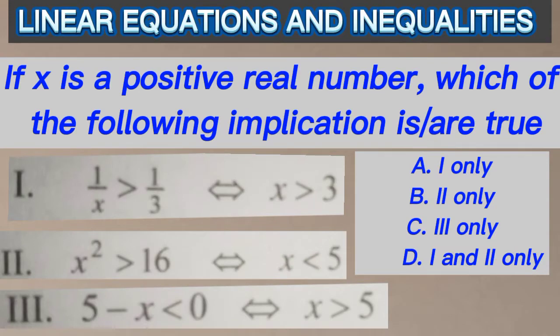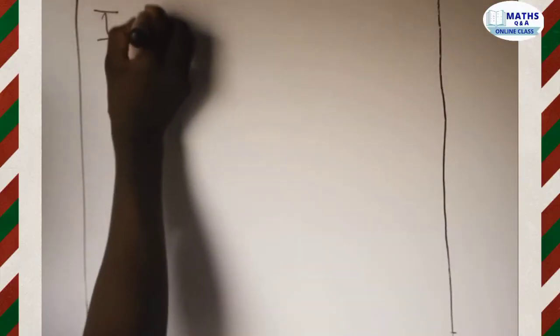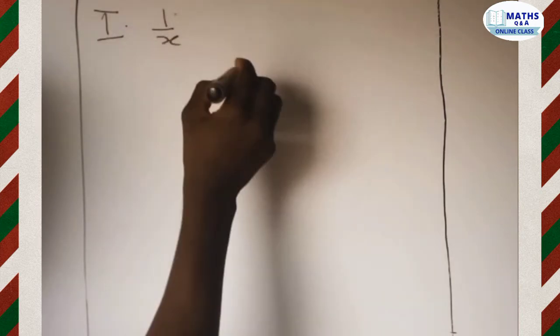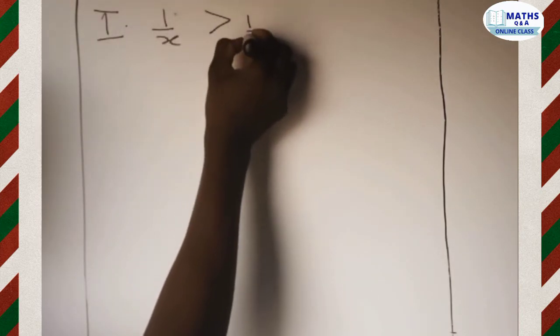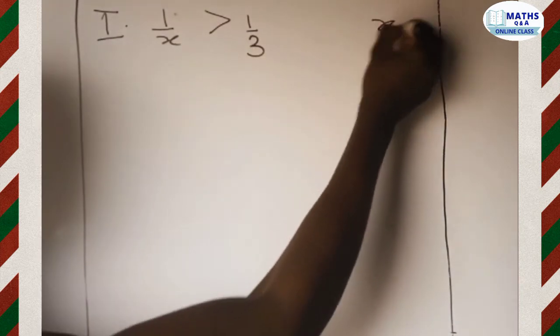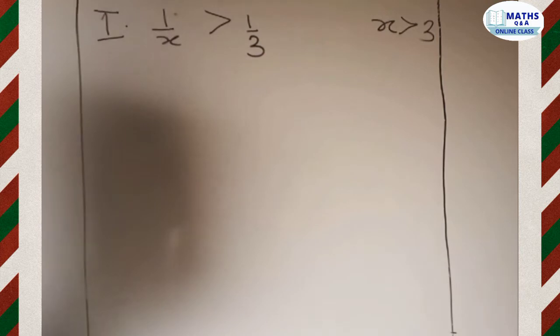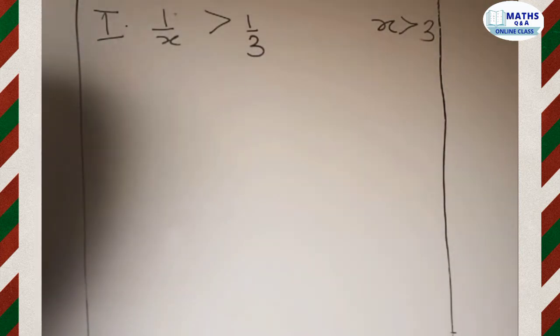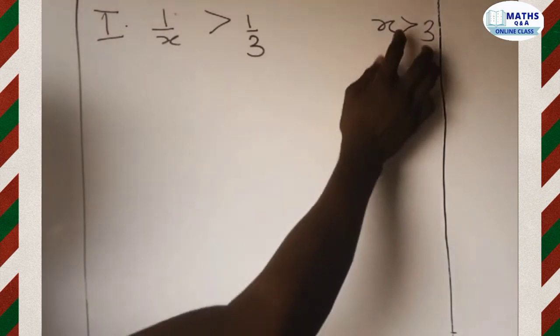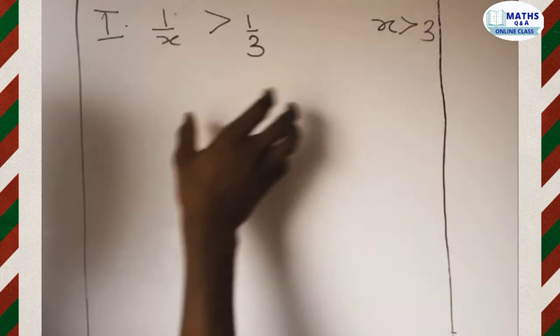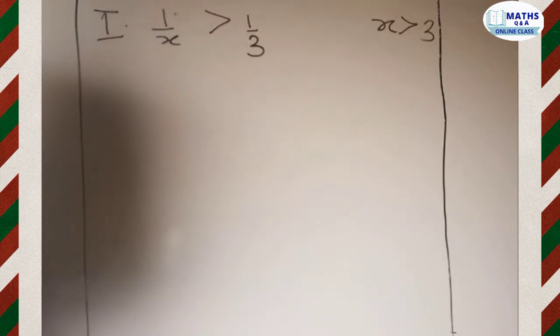If we want to identify the correct answer in the question given to us, what we're going to do is solve each of the options given and compare the results we get to the indication that was given. Taking I, it states that 1 divided by x is greater than 1 divided by 3, where x is always greater than 3. So we will solve this, and compare the result to this one and see if they are the same. If they are the same, then this implication is true.